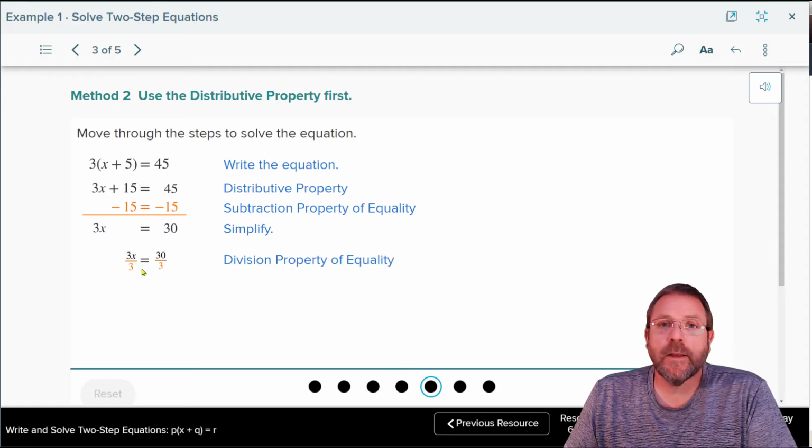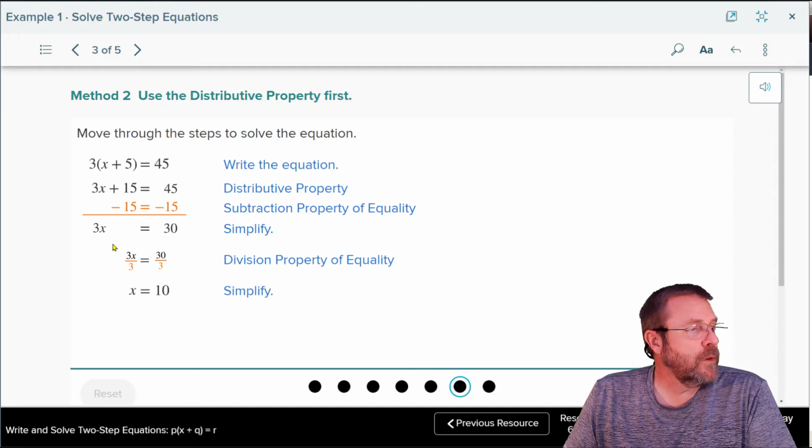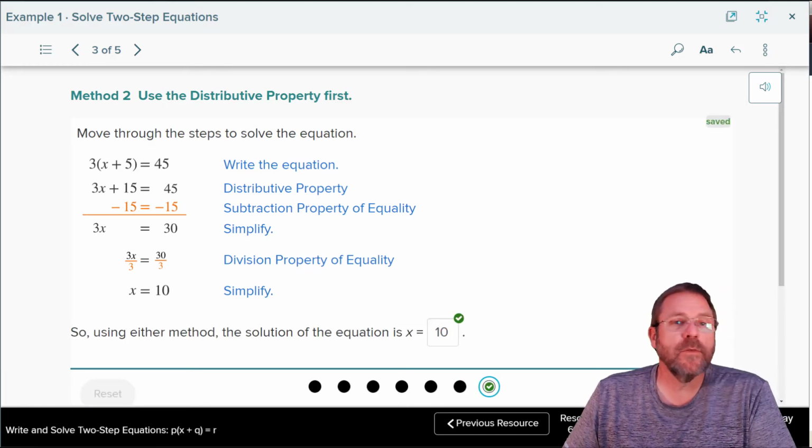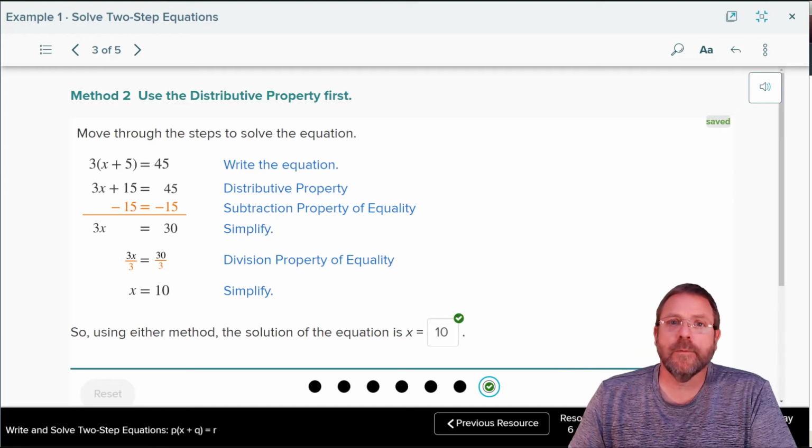Next, divide 3 on both sides to undo multiplication and division. That's going to be the last step in isolating our variable. The 3's on the left divide out, becoming 1. 1 times x is x, and 30 divided by 3 is 10. Either way you work it, your final answer is going to be the same. X is equal to 10.